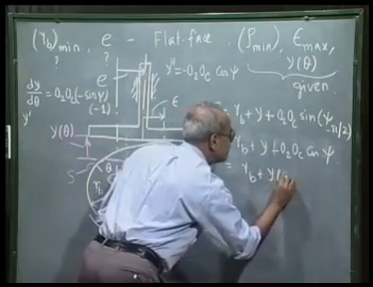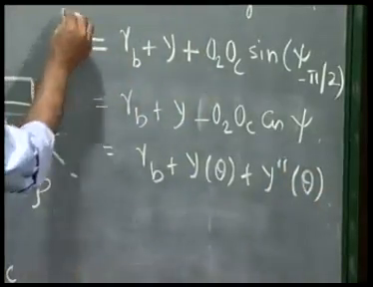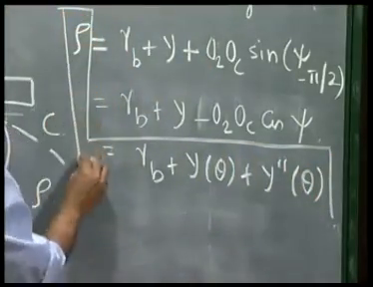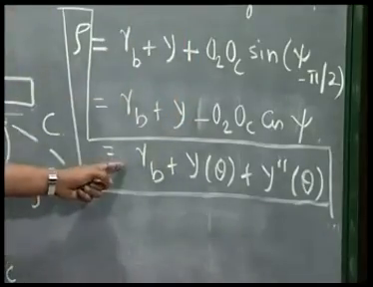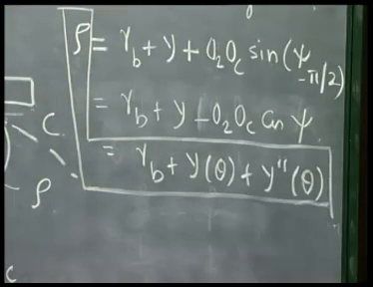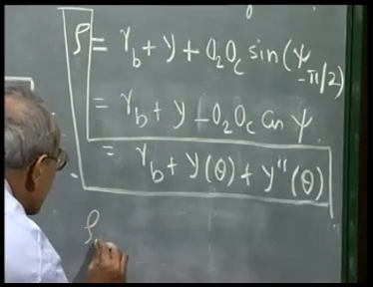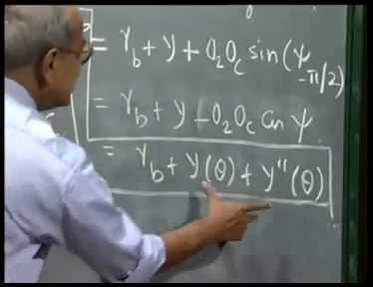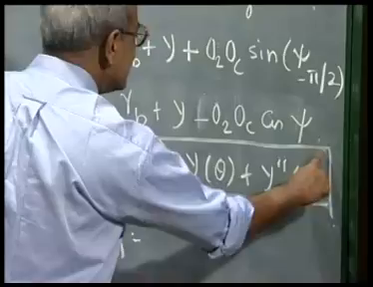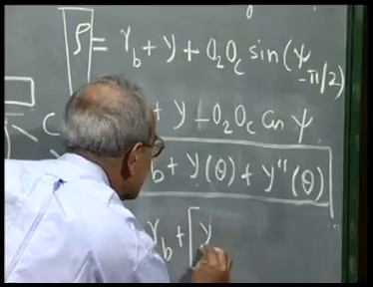Rho is RB plus y, which is a function of theta, plus y double prime theta. So this is the most important relationship between the radius of curvature of the cam profile in terms of the base circle radius and the displacement function. This is decided by this y theta. This will tell us that rho is minimum when this quantity is minimum. They are changing with theta, both y theta and y double prime theta, and when this whole quantity is minimum, that is when for a given RB, rho is minimum.